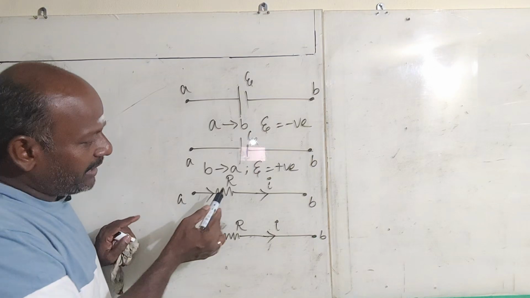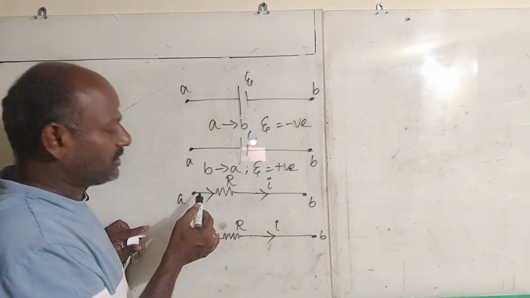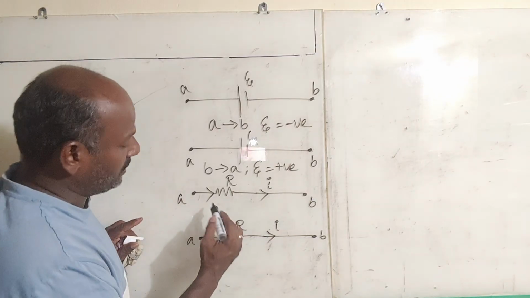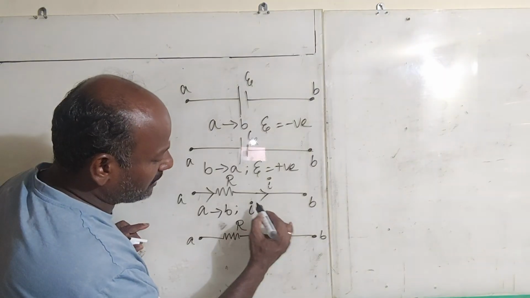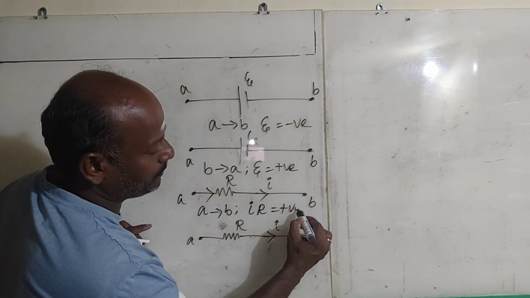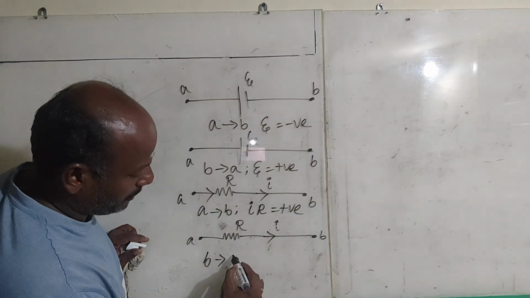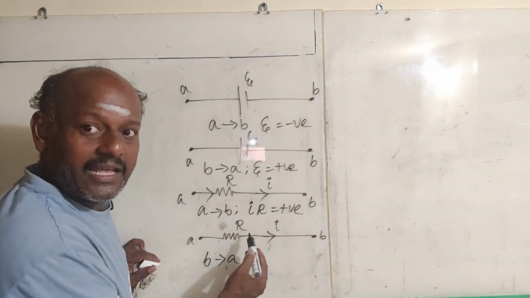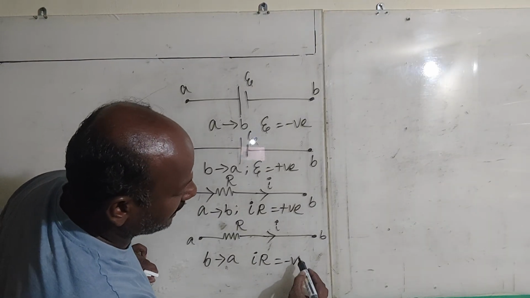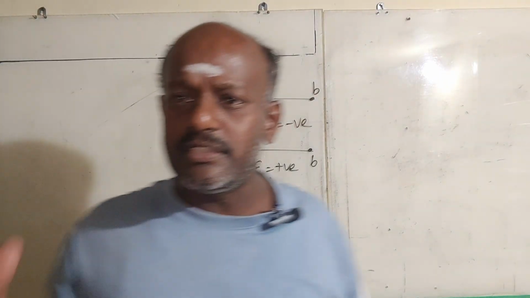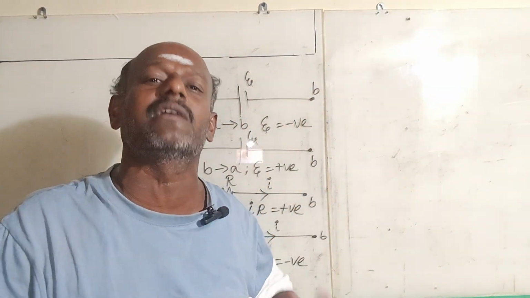Now, it is also a combination of current and resistance. When I am moving from A to B, I am moving along the direction of the current, so the product of current and resistance is taken as positive. Similarly, if I am moving from B to A, I am moving against the direction of the current, so the product of current and resistance is taken as negative. This is a very, very important rule we must follow when we are applying Kirchhoff's rule.